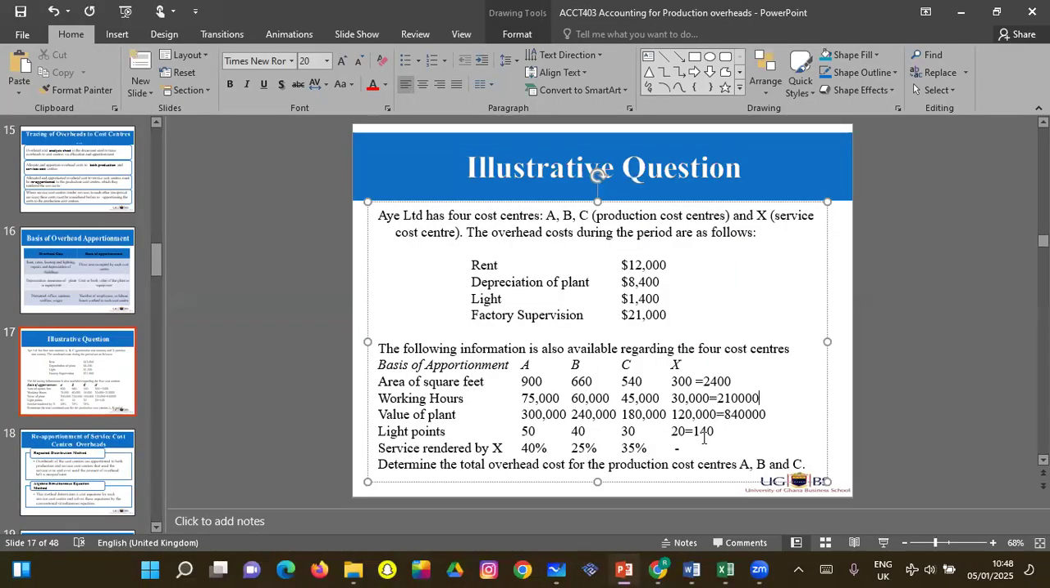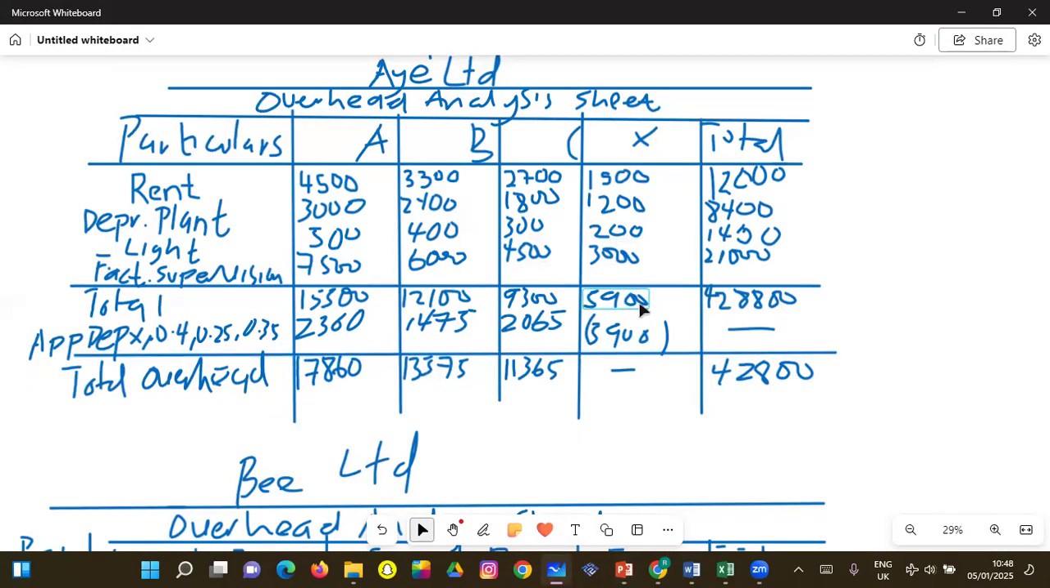Now, remember that the service department normally renders service to the production departments. So we have to apportion the total overhead that was incurred by the service department. The total overhead was 5,900, incurred by the service department. First, we add all the overheads for departments A, B, C, and then X. Then we share the X overhead among the production departments.